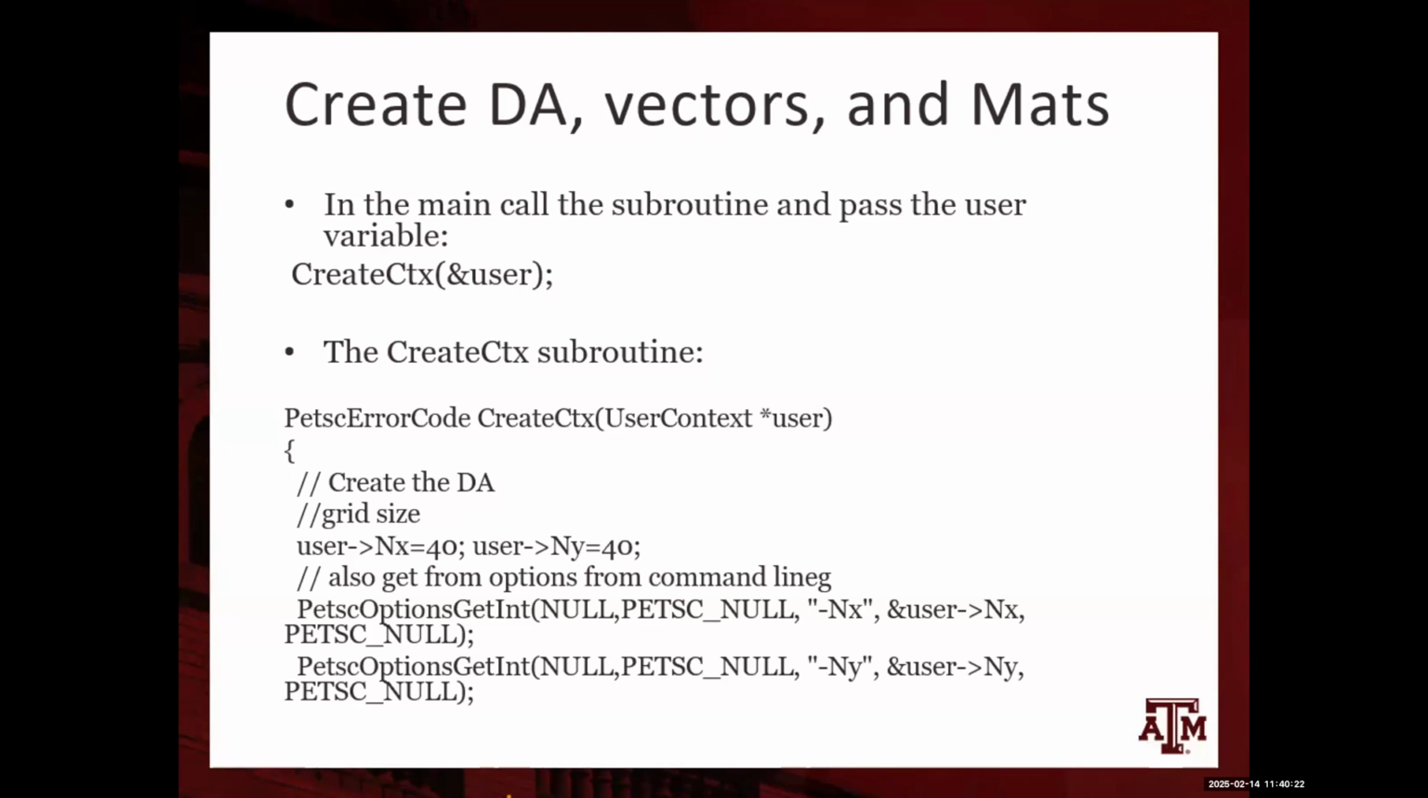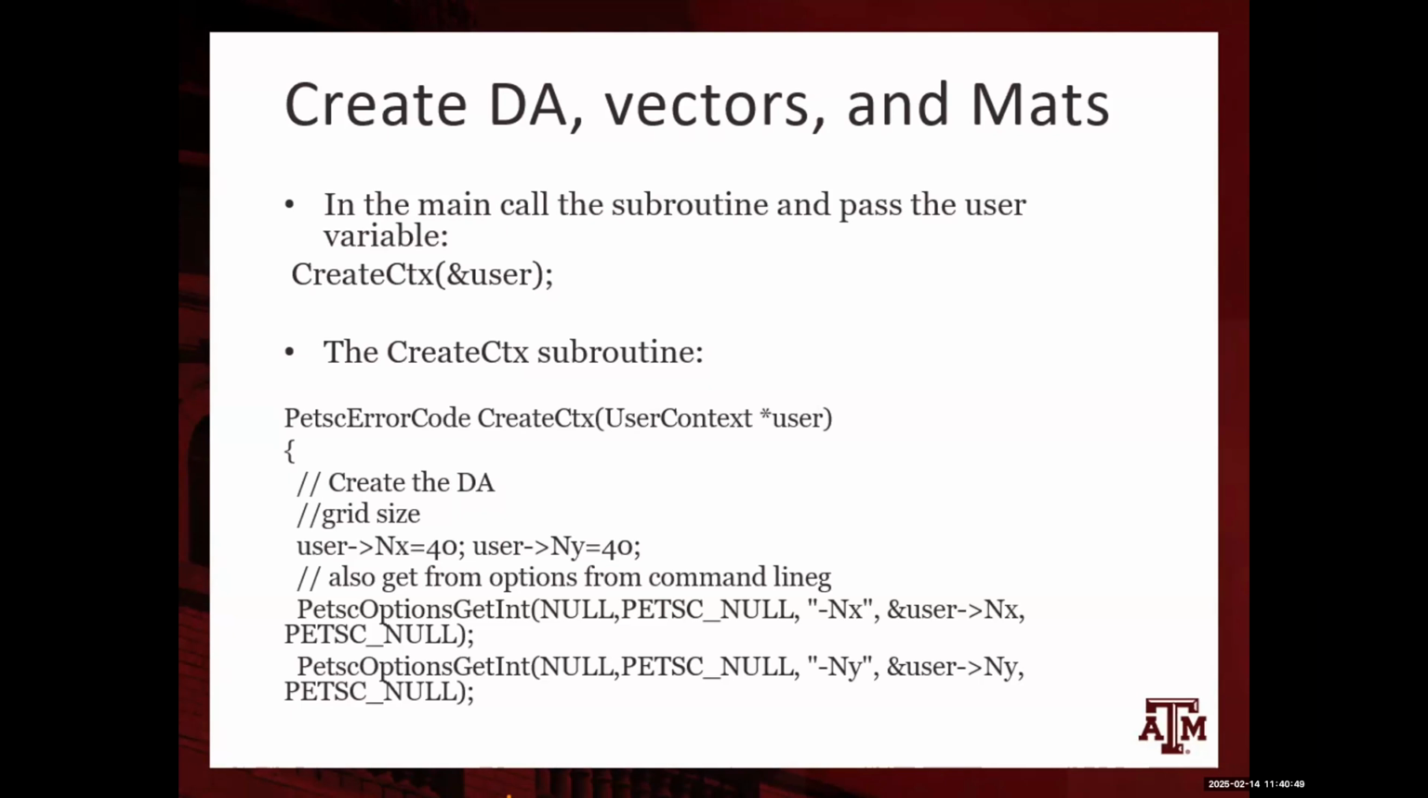We're going to create a new subroutine, all right? And then we're going to create the DA here, the data array here. We're going to get the grid size. So let's assume that we're going to have NX, your grid 40 by 40. User NX is 40, user NY, the number of nodes in the Y direction, is 40.